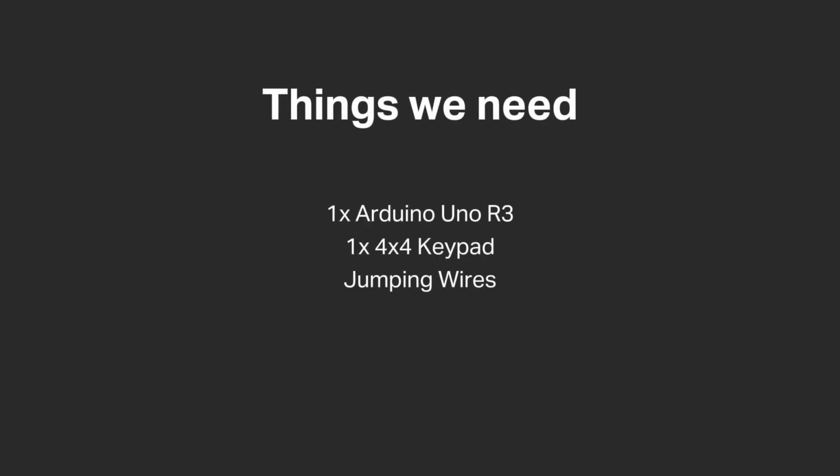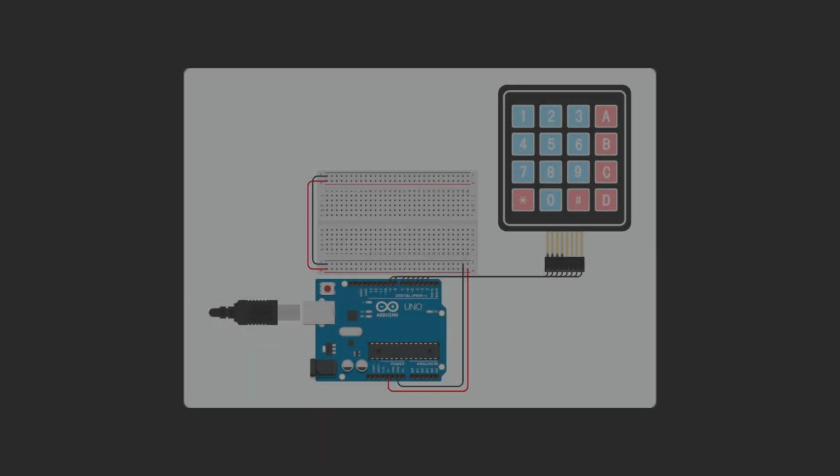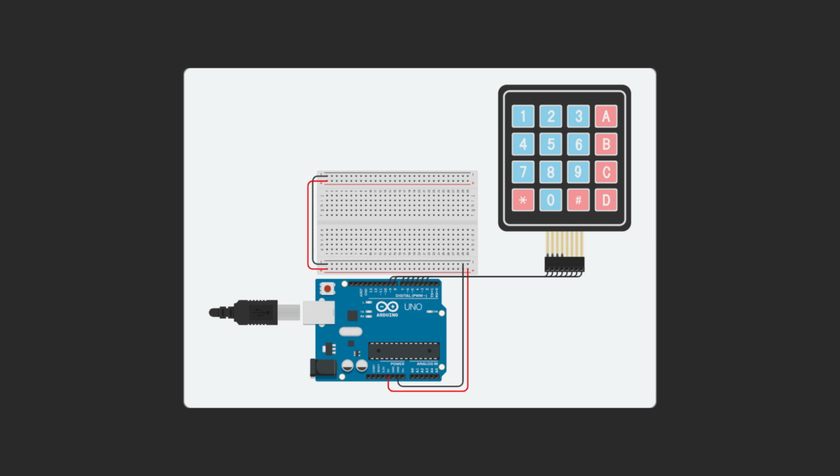The components for this program are an Arduino Uno R3, one 4x4 keypad, and connecting or jumper wires. For the procedure, simply connect row 1 to 4 of the keypad to digital pins 2 to 5 of the Arduino and connect column 1 to 4 of the keypad to digital pins 6 to 9 of the Arduino.